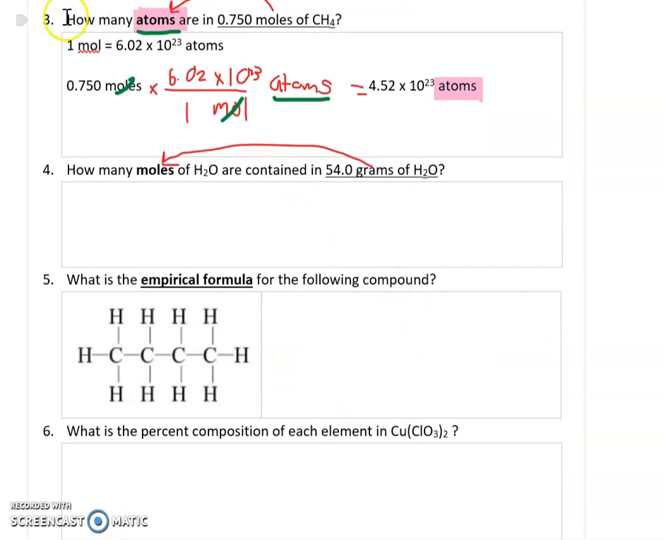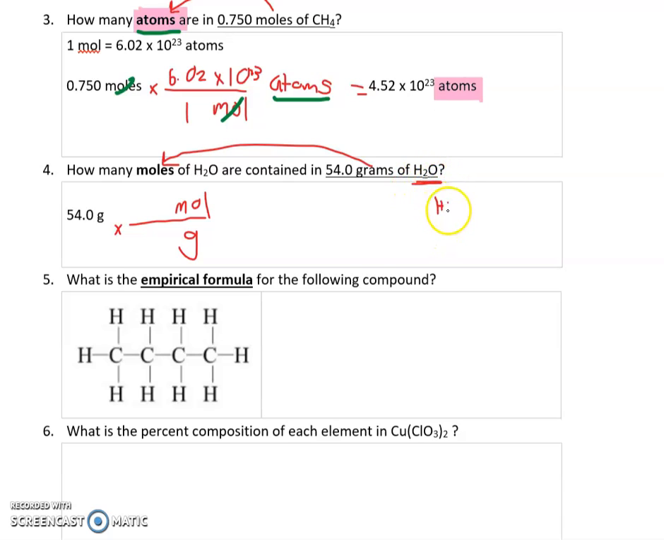So if I have 54.0 grams of H2O, I need to multiply this by something that cancels out my grams at the bottom, right? Because grams are at the top, they also need to be at the bottom, and gives me moles at the top. Grams and moles, that is my molar mass. So I have to find the molar mass of H2O.